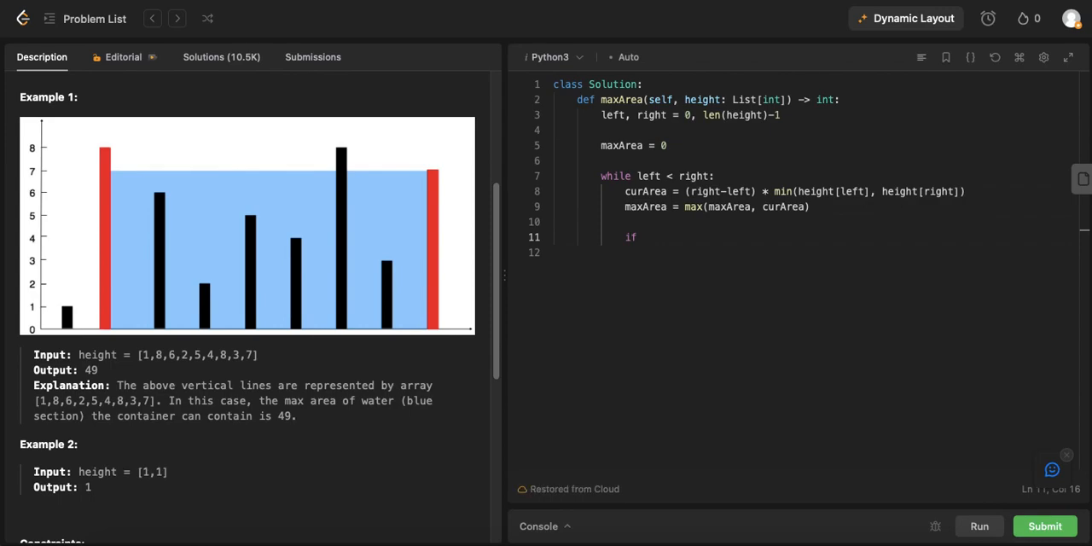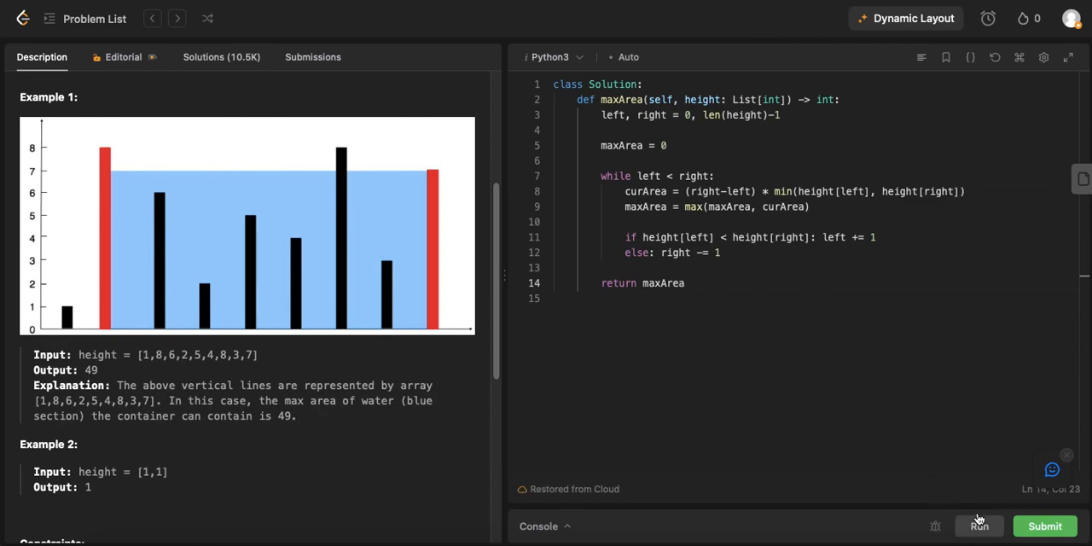Afterwards, what we want to do is move our left or right pointer based on which height is smaller. If the left height is smaller, we want to move the left pointer. If the right height is smaller, then we want to move the right pointer. So we can say if height at left is smaller than height at right, then what we want to do is increment our left pointer. Otherwise, if our height at left is greater or equal to, we could just decrement our right pointer. At the end, what we do is return the max area.